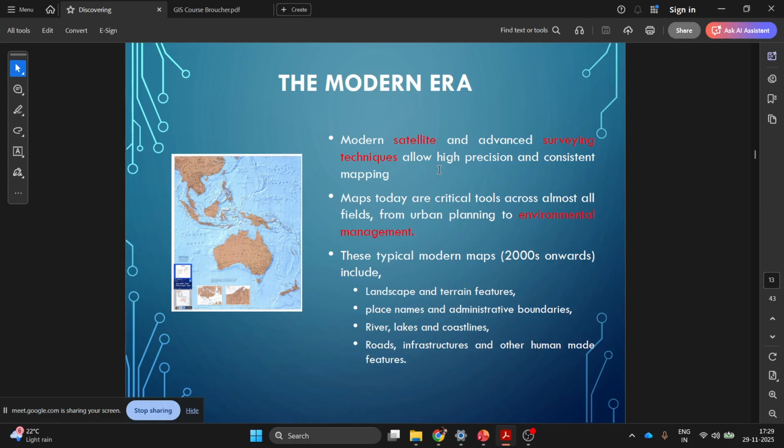For example, in Google Earth Pro, you can zoom in and see the 3D structure of a building, and photos are also associated with that particular map. So many things are there. A lot of developments have come in our modern era after the development of computers and smartphones.